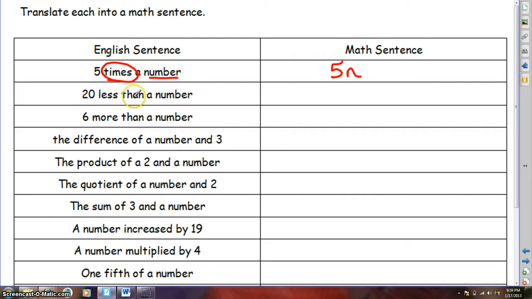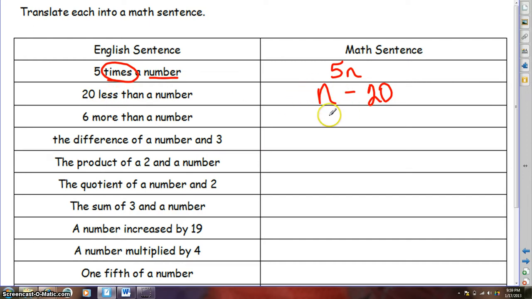20 less than a number. Less than means we're taking something away, and it's 20 less than the number. So we're starting with our number. We don't know what it is, but we're going to take away 20. That's not the same as 20 minus n. 20 less than a number means we removed the 20 from the number.